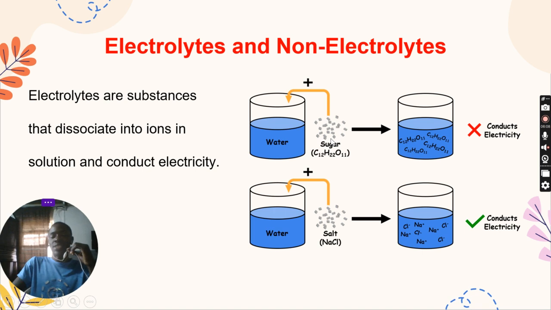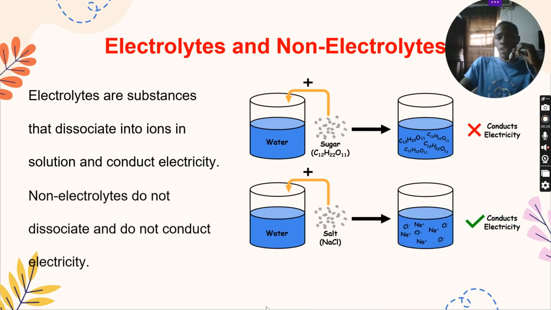Non-electrolytes are basically covalent compounds. For example, sugar. Sugar dissolves in water, but it's a covalent compound, and as such would not conduct electricity in water. So I basically explained what non-electrolytes are. They do not dissociate into ions and do not conduct electricity when they are in water.